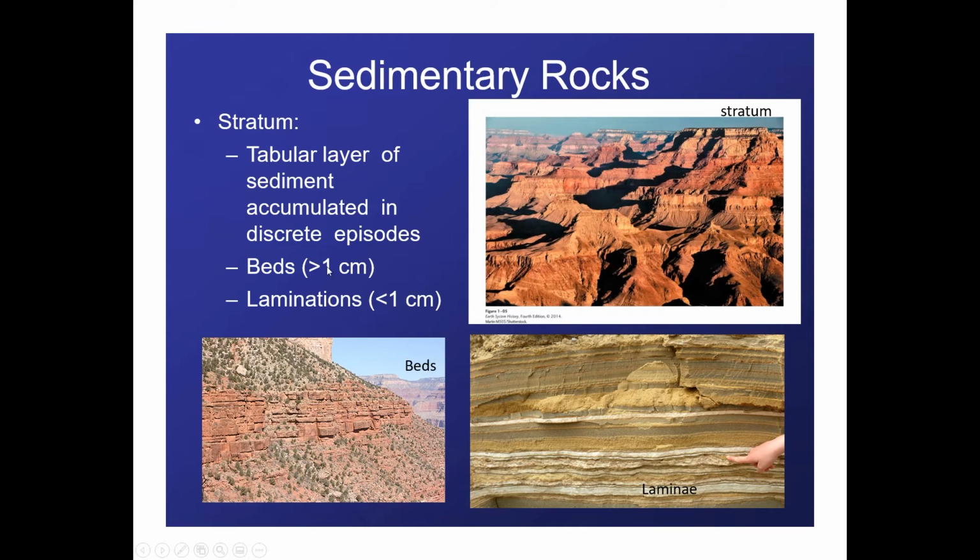Beds are anything bigger than 1 centimeter thick, all considered to be of the same kind of discrete episode, whether that's a flooding event or river runoff or a landslide. There's a lot of ways you can get sediments. Inside those beds there are even smaller layers called laminae, which are less than 1 centimeter, and those can represent changes within a single discrete episode, or they can be multiple discrete episodes.